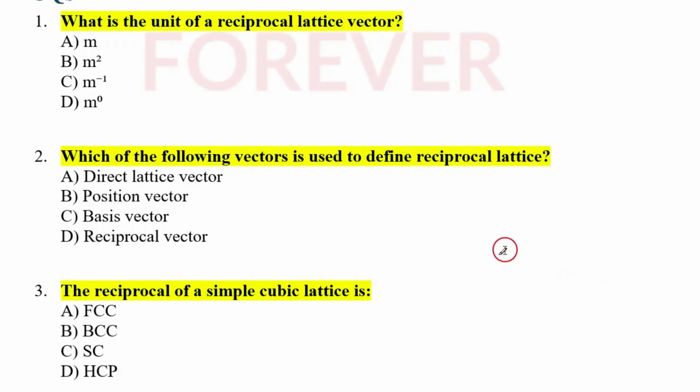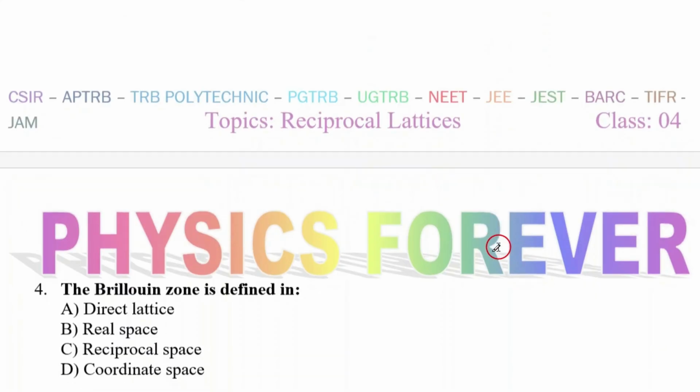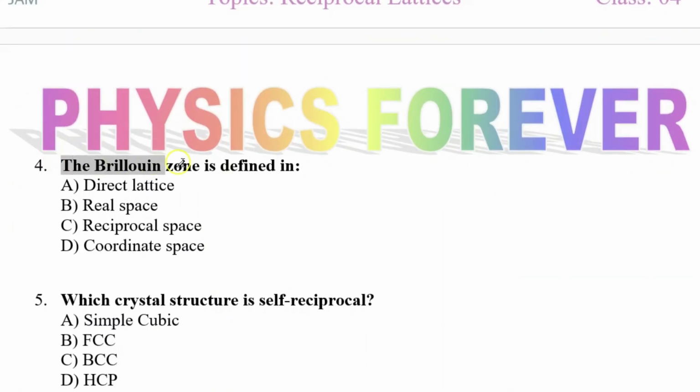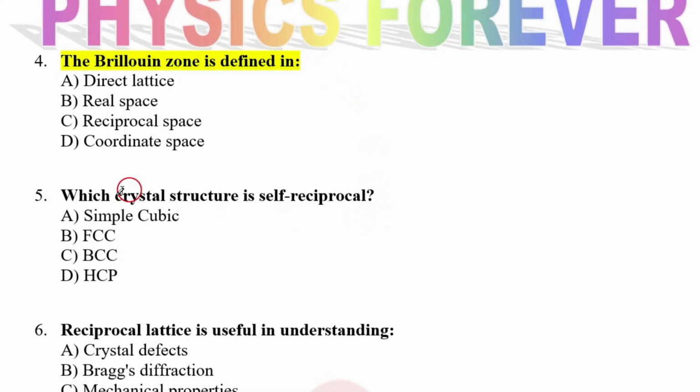Okay, that is the most important. So question number 4, the Brillouin zone is defined in. Question number 5, then which crystal is self reciprocal? So if you have learned that correctly, then all of these we have to answer within a fraction of a second.